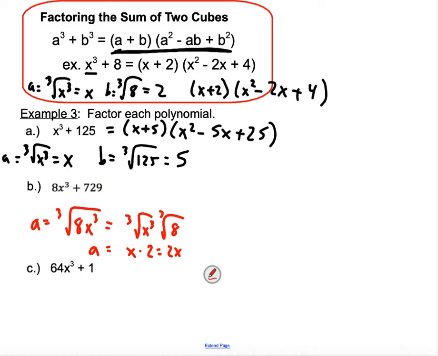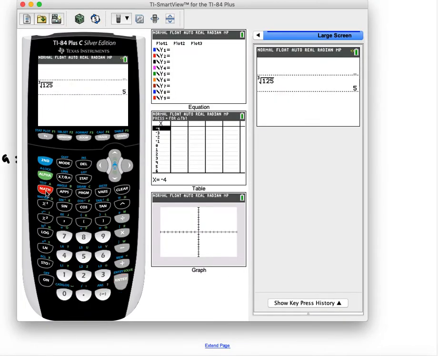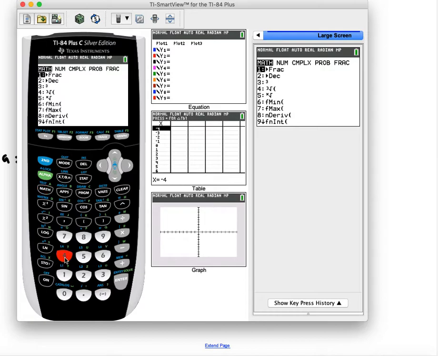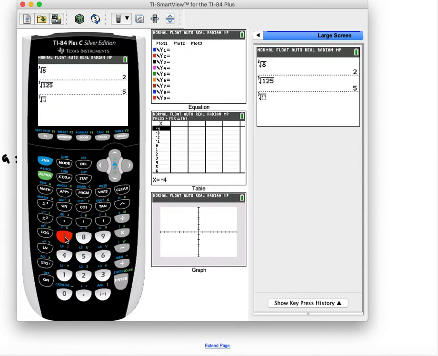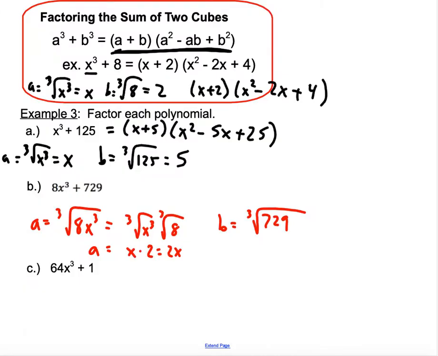And then I can find the cube root of 729. So let's try that one. Go to your math key, go down to number 4, punch in 729. Hit enter. It's going to tell you it's 9. So the cube root of 729 is 9.